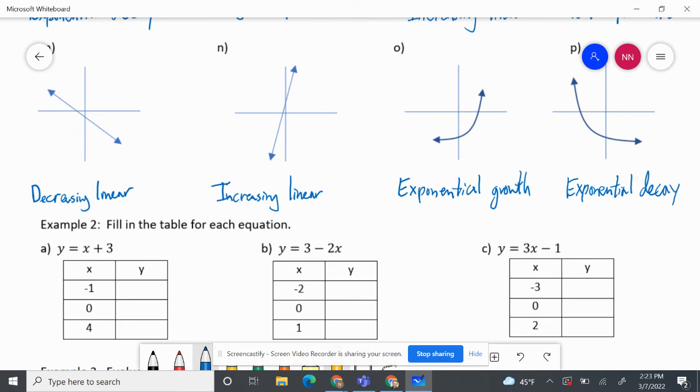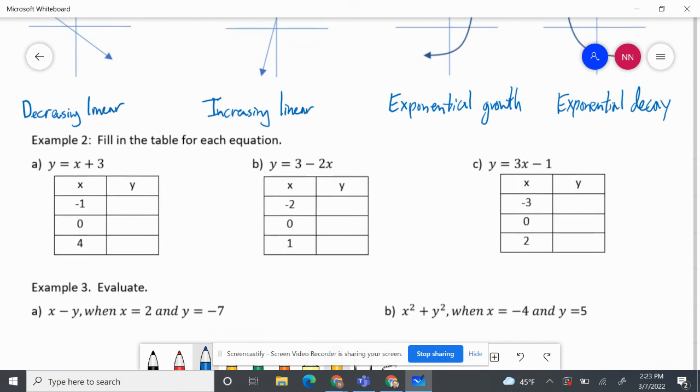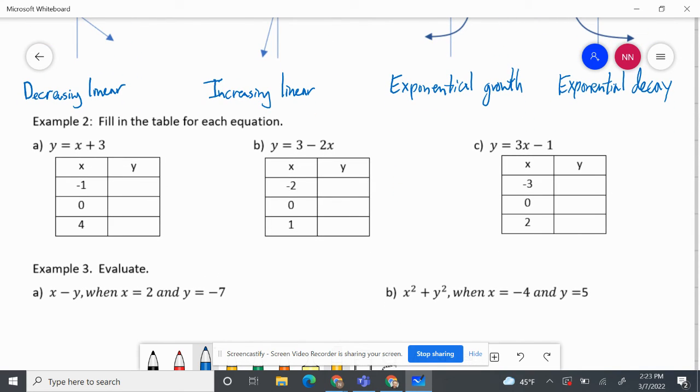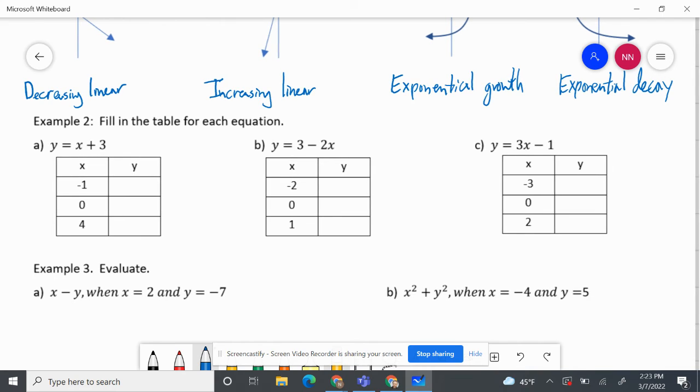Now we're going to do a little bit of a review from the summer packet. What we're going to be doing is filling in the tables. We have a -1, that's for our x value. So if we plug in a -1 in for the x, -1 plus 3 gives us a 2. Then we're going to plug in a 0. 0 plus 3 is 3. Then we're going to plug in a 4. 4 plus 3 gives us a 7.